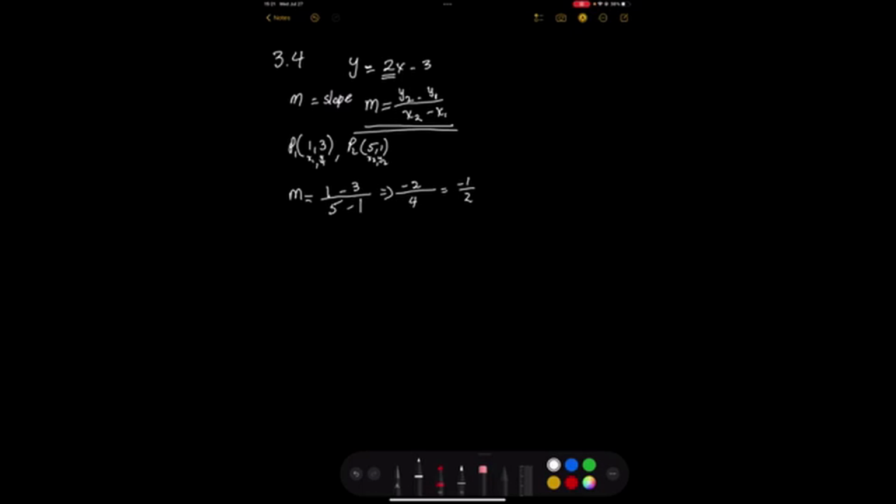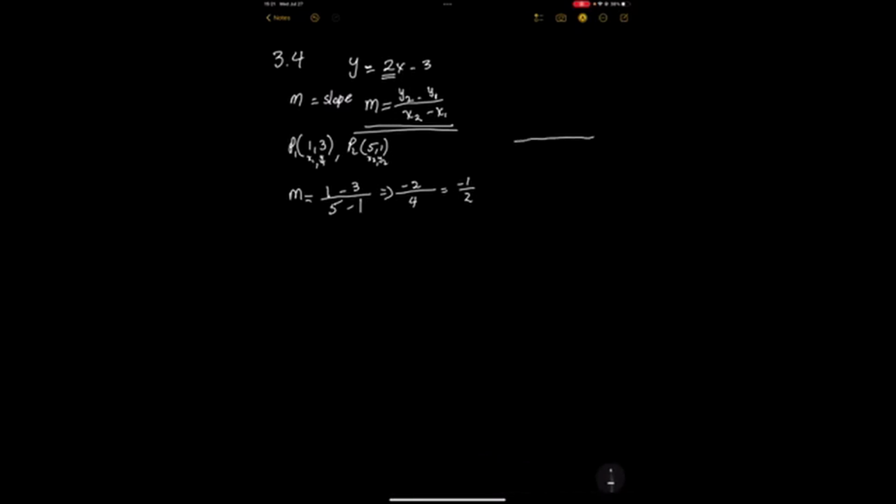Now let's see if we graph it, what would that look like? Well, let's actually graph it. Okay, let's say this is 5 and this is 1, so that would be a point right here, and we have (1, 3), so that would be that point right here. And now if we graph it, remember when you graph, you always graph from left to right, so it would be something like this.